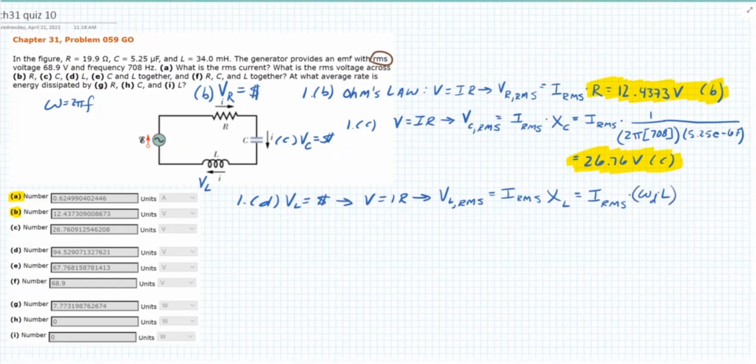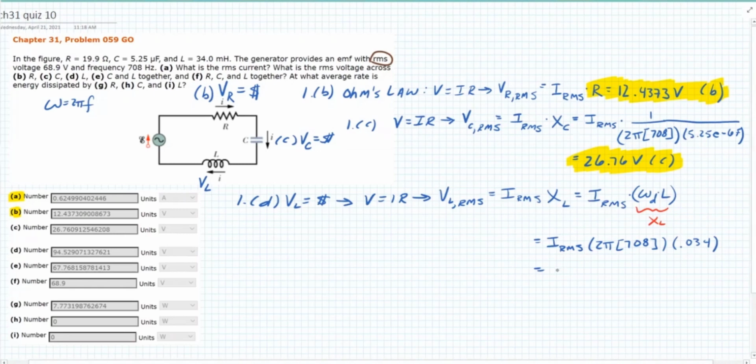All right, this is the inductive reactance, XL, with numbers equals IRMS, I'm just going to say that's just sitting in my calculator, times, and I should have stored this as well, but I didn't, 2 pi times 708, that's my angular frequency of my generator, times the inductance value, which is 34 millihenry, which is 0.034 Henry. Okay. $94. That's the answer to part D.